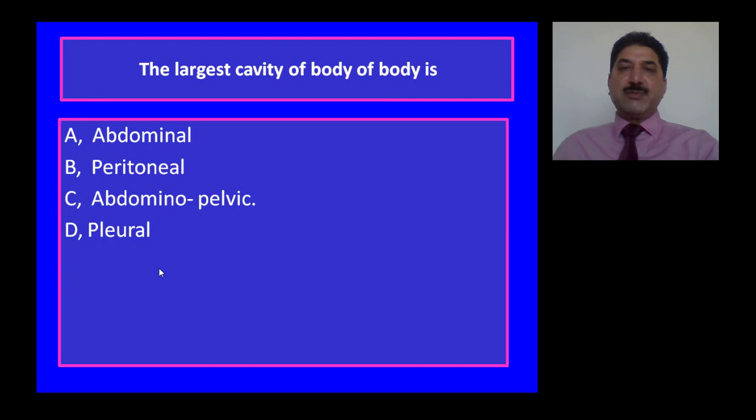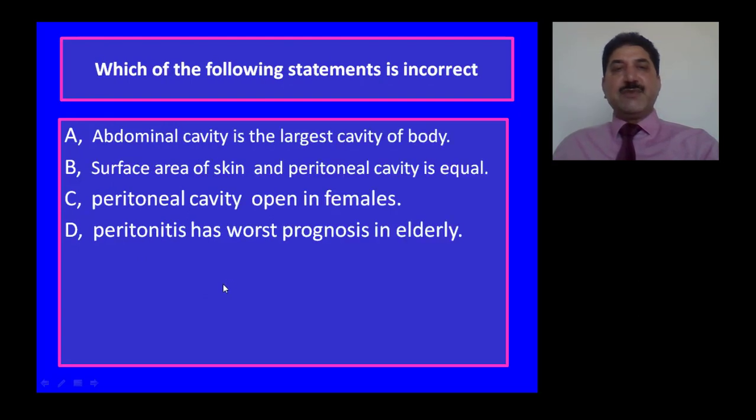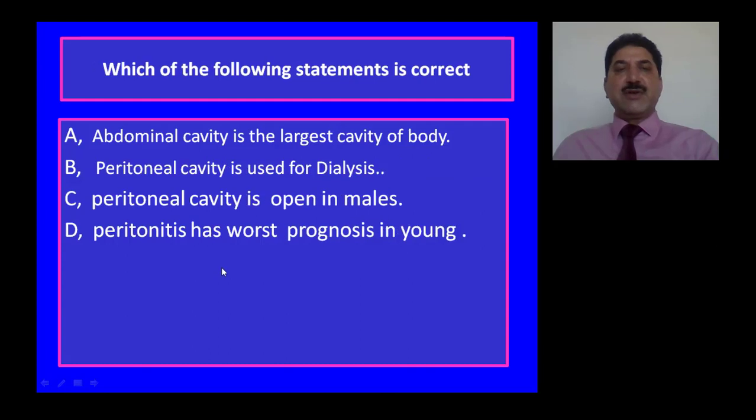The largest cavity of the body is: abdominal, peritoneal, abdominopelvic, pleural. C is the correct option. Which of the following statements is incorrect? A. Abdominal cavity is the largest cavity of the body. B. Surface area of skin and peritoneal cavity is equal. C. Peritoneal cavity is open in females. D. Peritonitis has worse prognosis in elderly. A is incorrect statement. It is abdominopelvic cavity which is the largest cavity of our body.